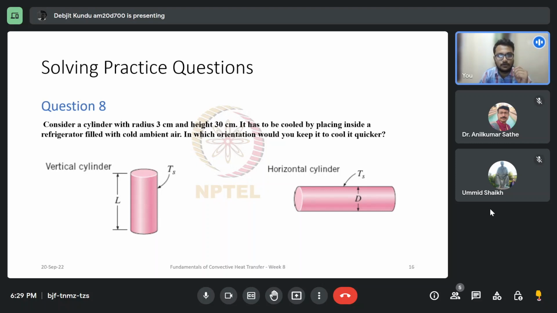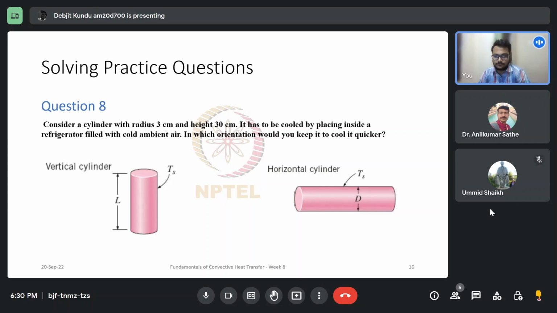Now I want to cool it before drinking, so I'm putting it inside a refrigerator to cool it. Now there are two orientations in which I can keep it. I can either keep it standing in a vertical orientation, or I can lay it down in a horizontal orientation. Now, which of these orientations do you think will cool it quicker?